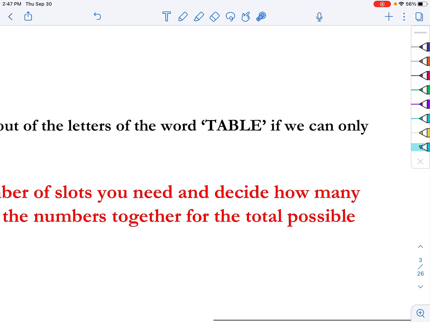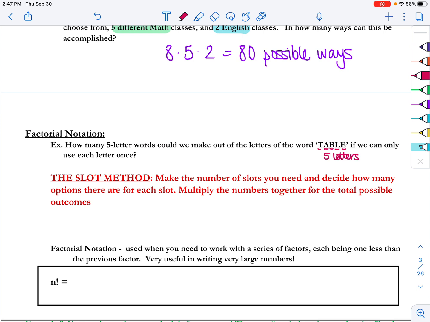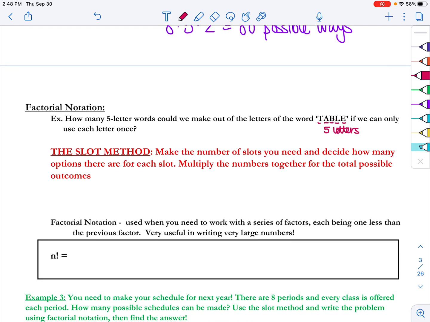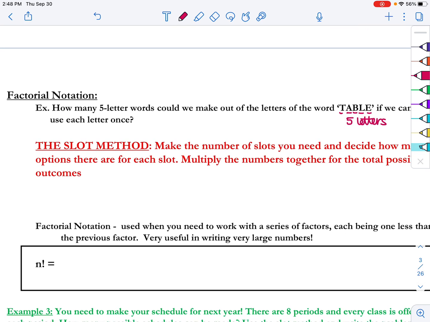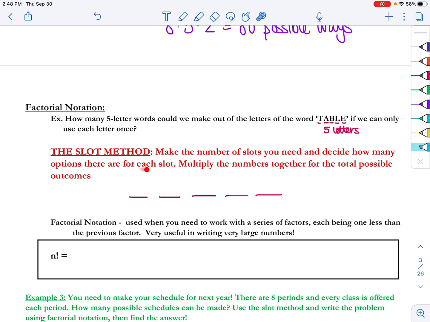So notice in the word table, we have 1, 2, 3, 4, 5 letters. Okay? They want to know how many 5-letter words can we make out of those. So what we do here is we use something called the slot method. So the slot method says you make the number of slots you need. So we're making 5-letter words. So we're going to do 5 slots. 1, 2, 3, 4, 5. And decide how many options there are for each slot. And then you write those numbers here, and then we're just going to multiply all those together, and that'll give us our total number of outcomes.